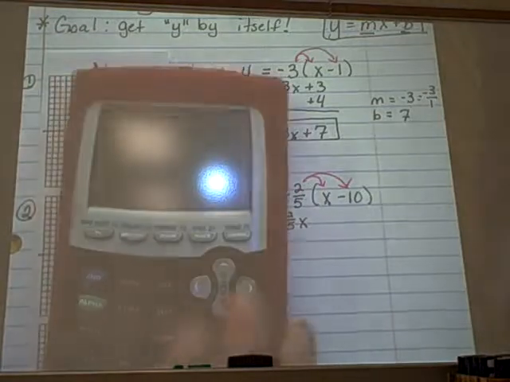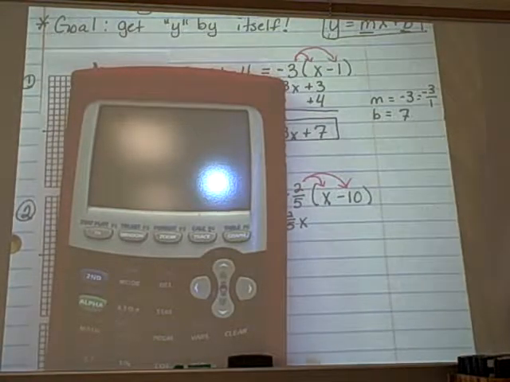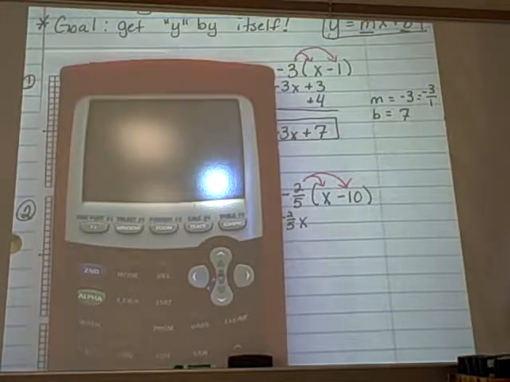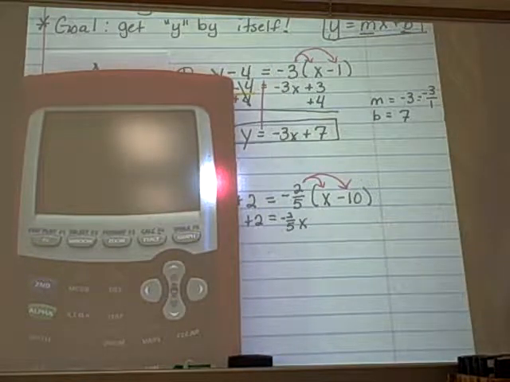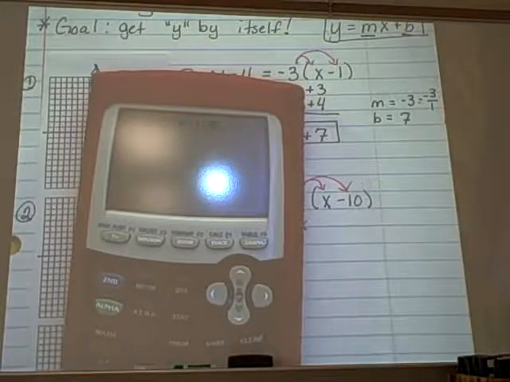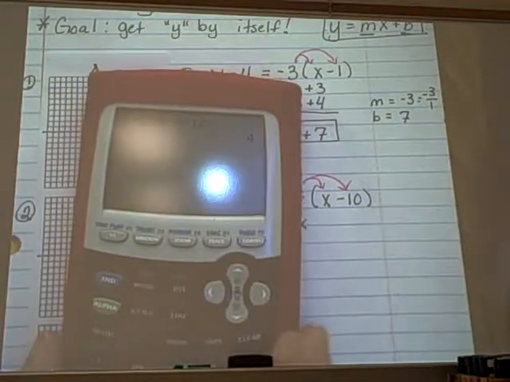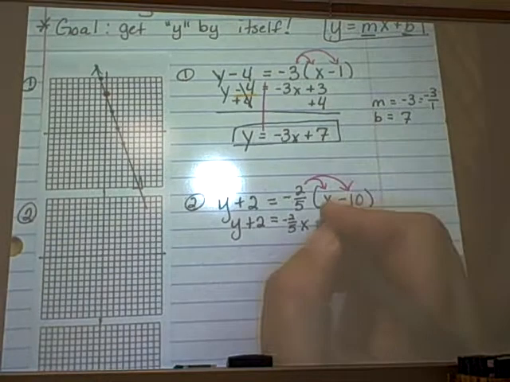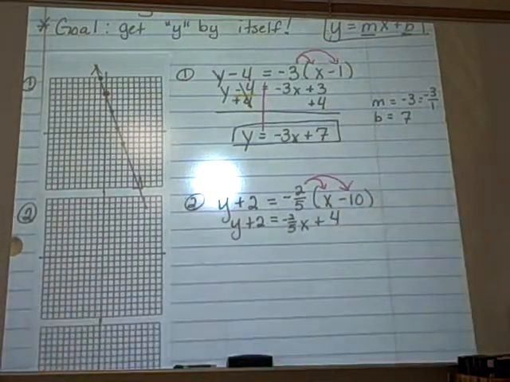So go to your calculator, use your parentheses, type in negative 2 divided by 5, close your parentheses, times negative 10. Just type it in. Hit enter, and you get positive 4. So plus 4.